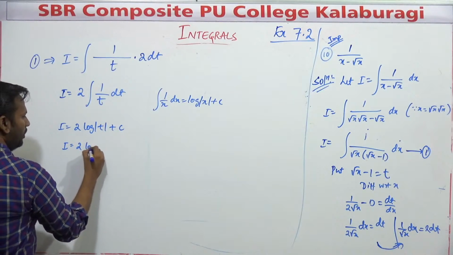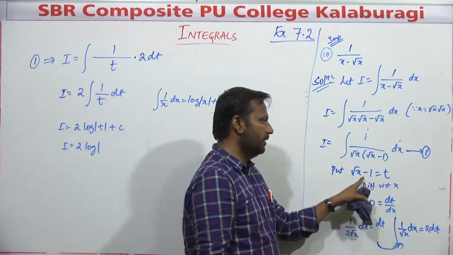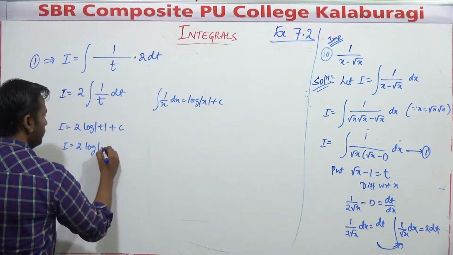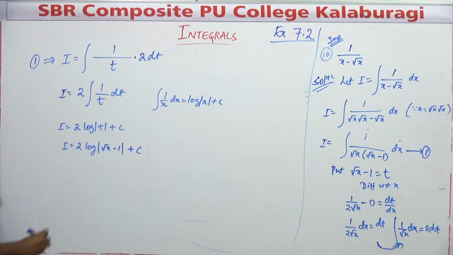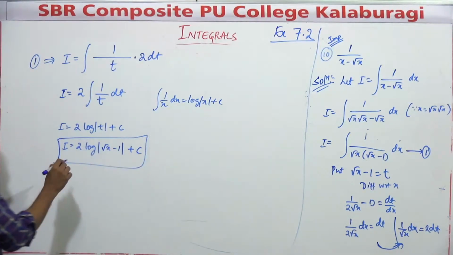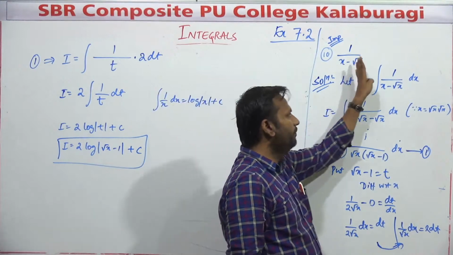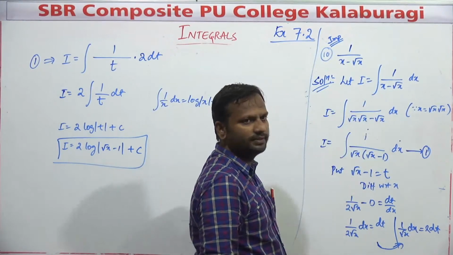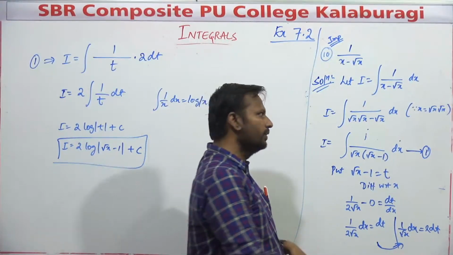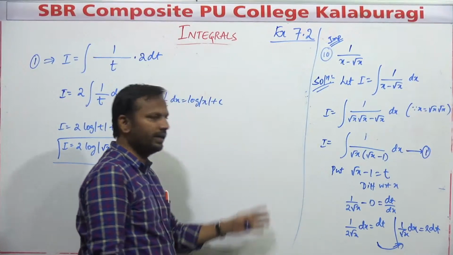2 times log of, again, t we have to replace as x. That is root x minus 1, plus c. So this is the answer. Whether it is easy, right? In the first attempt itself, you can't know how to do all these things. Then just go and practice it. You'll be recognizing the things, and you can judge correctly.